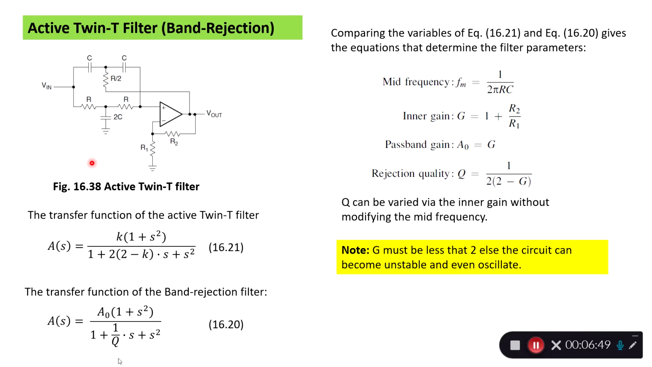The inner gain is coming from the op amp here. This is responsible for the inner gain. It's actually the gain factor of the non-inverting amplifier. The passband gain A0 is the inner gain from the op amp.